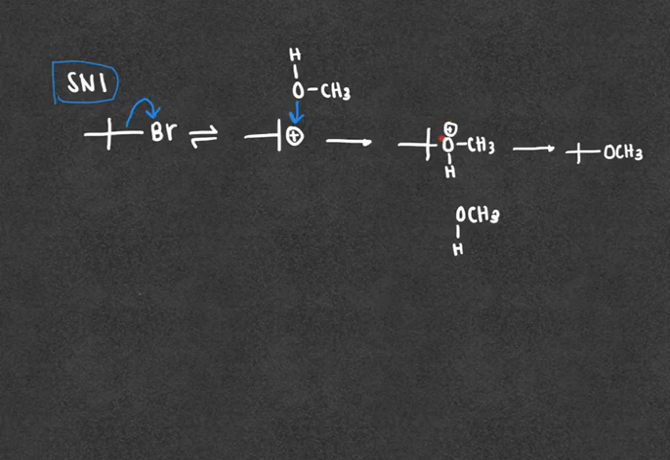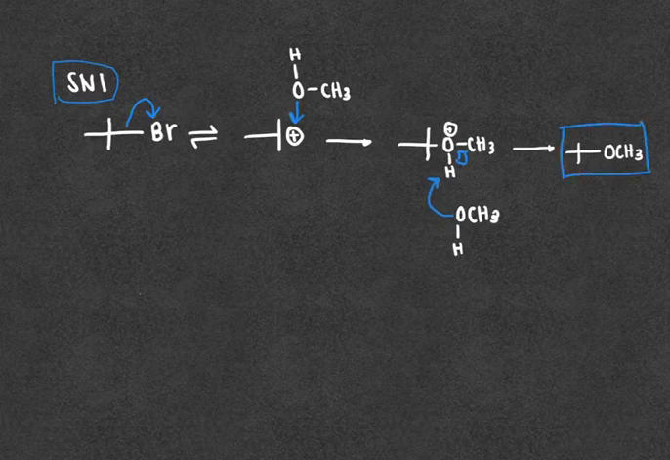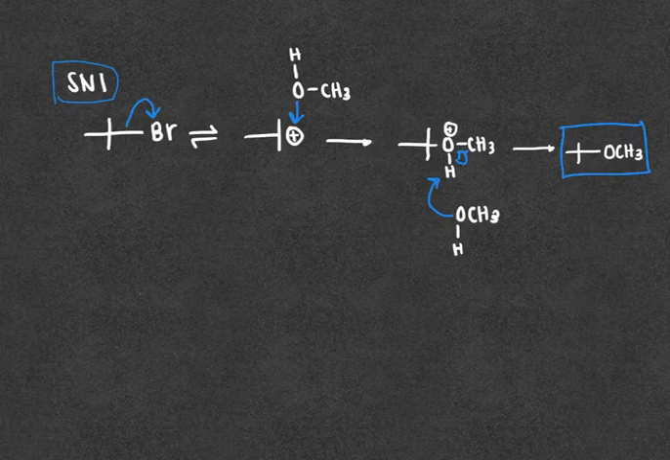Now we have an oxygen with a formal charge. Another methanol molecule will now come in and take a hydrogen off of the oxygen with a formal positive charge. Now we get our product in which the nucleophile has replaced the leaving group.